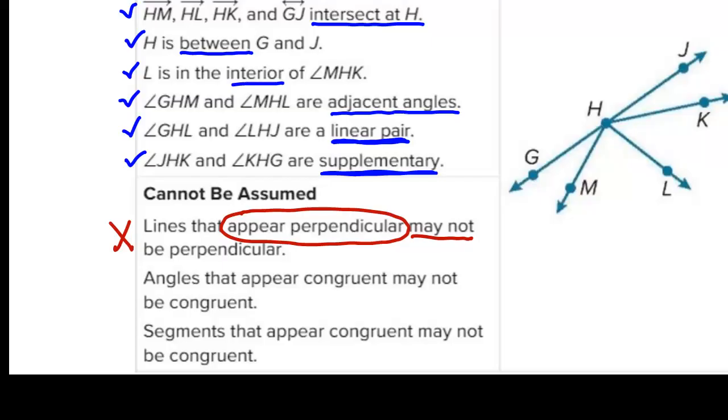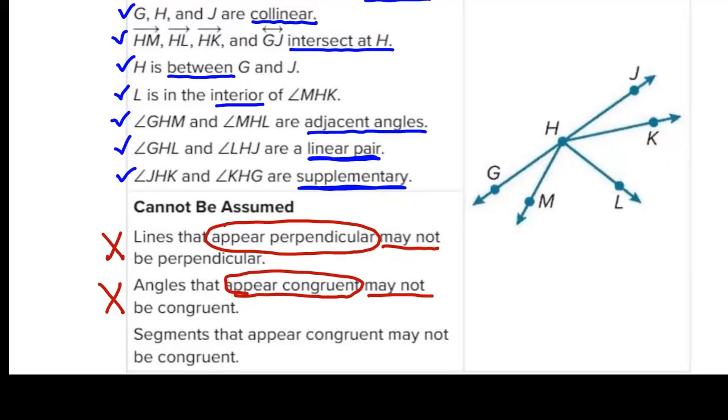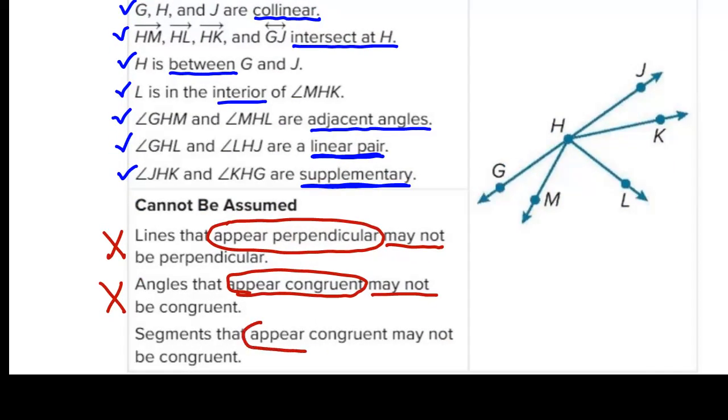Angles that appear to be congruent might not be. So we cannot make assumptions about angles that look like they're the same size. Same thing with my segments. Segments that appear to be congruent may not be. So I cannot make that assumption.